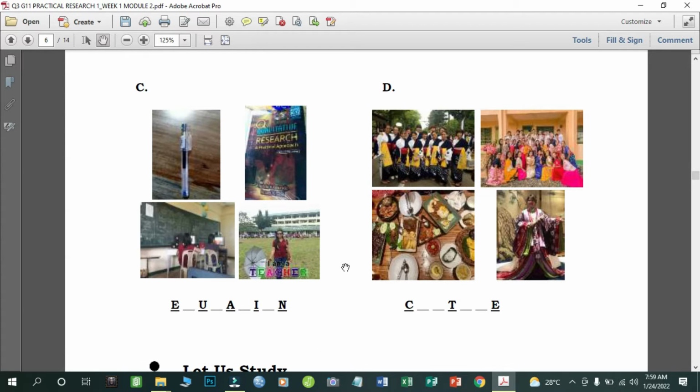Letter D. What is this all about? They have these costumes, colorful costumes, the food. What's your answer? Okay, correct. That is culture. You got it right.